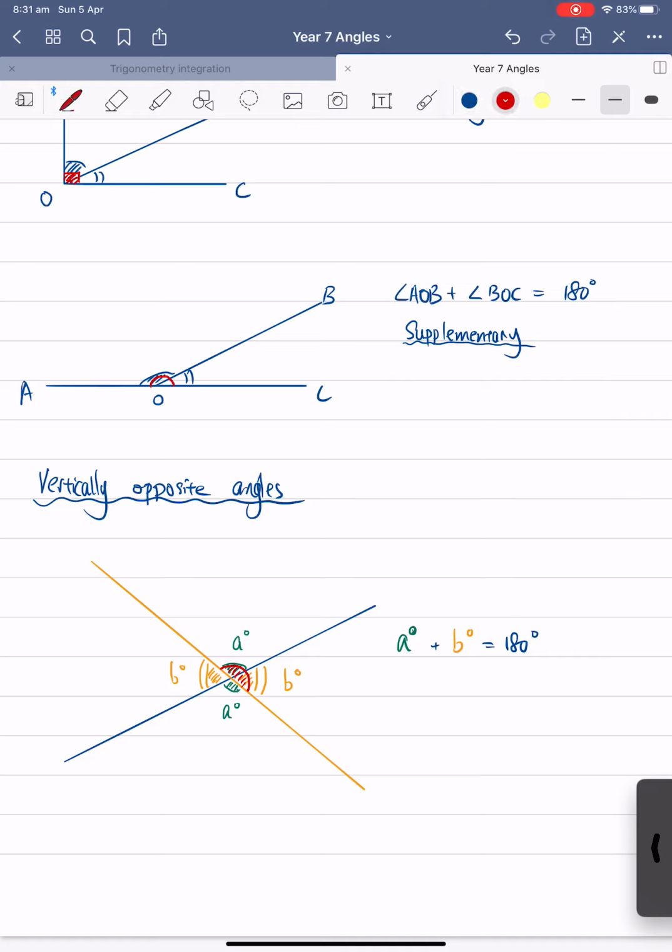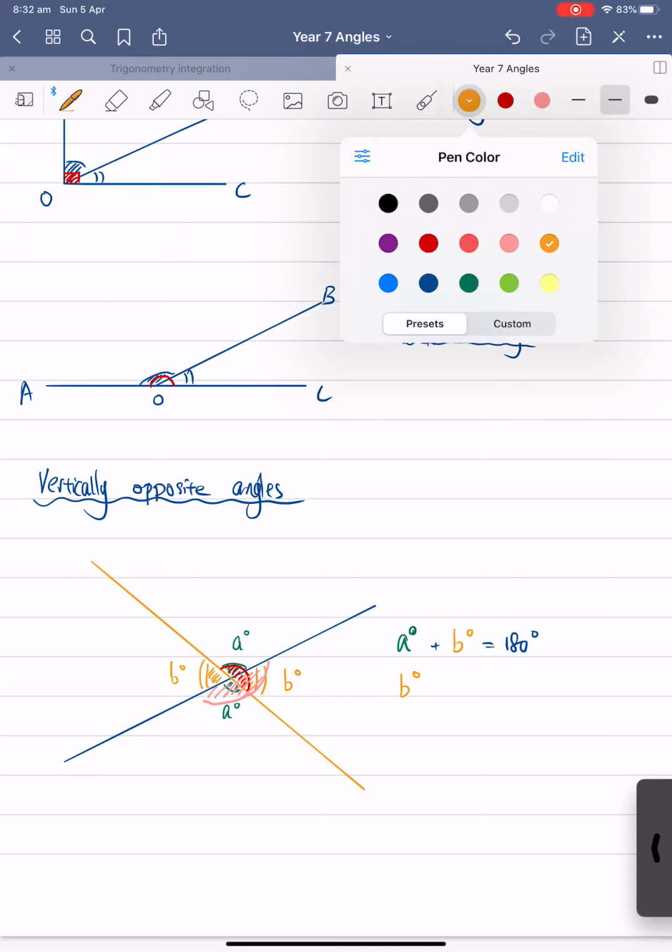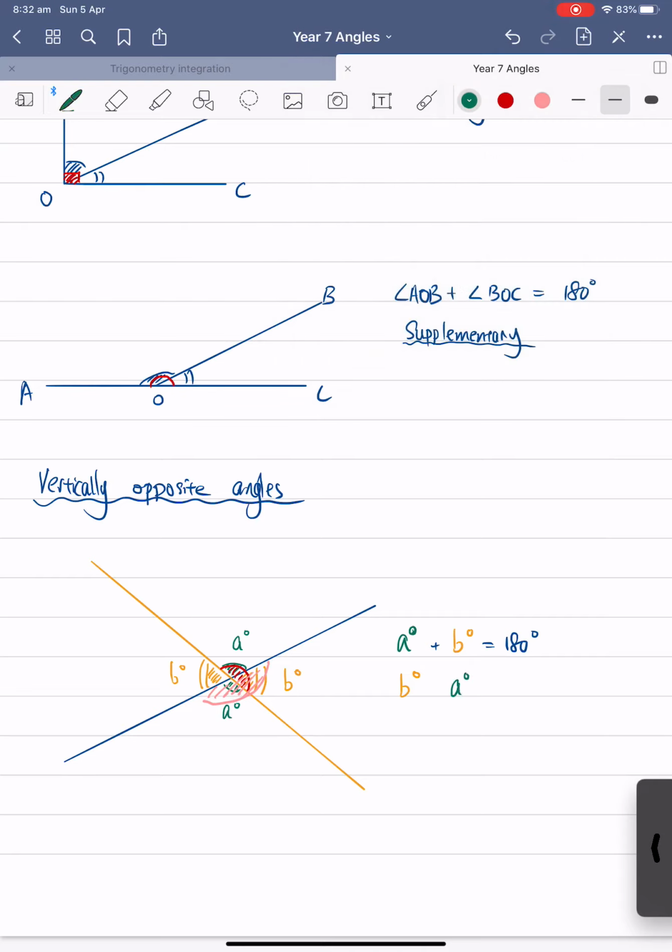Then we can look at the next angle. If we pay attention to this big angle here, that's also 180 degrees. So angle B plus angle A is still equal to 180. Now you've got two equations. The right-hand sides are both 180, so the left-hand sides must be equal to each other. Therefore angle A must equal angle A, and angle B must equal angle B. So the vertically opposite angles must be equal to each other.